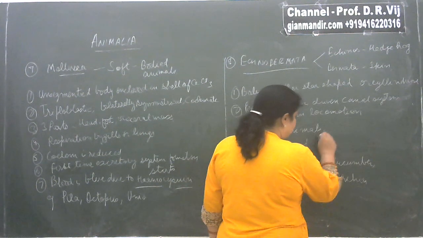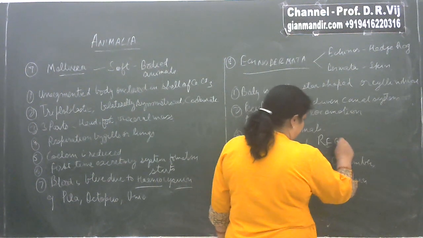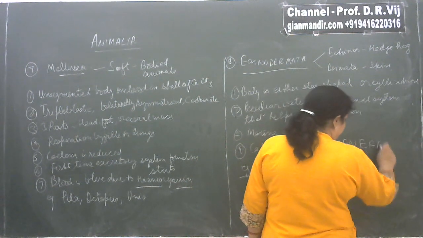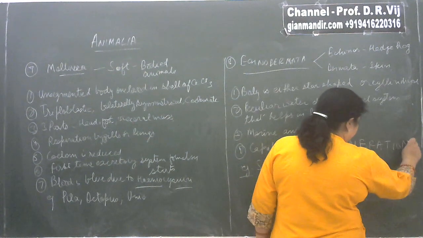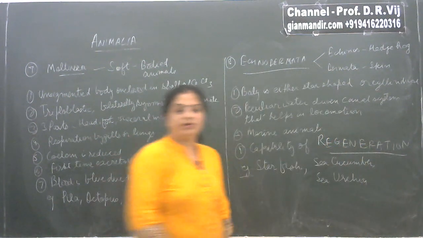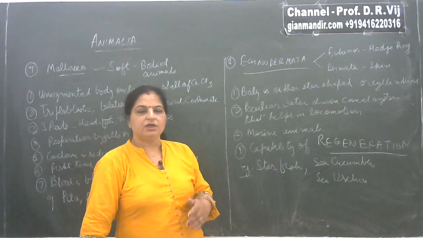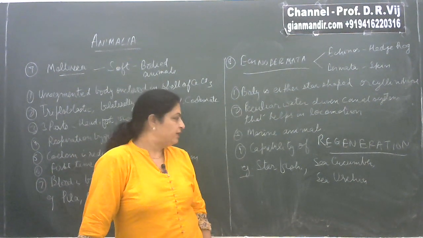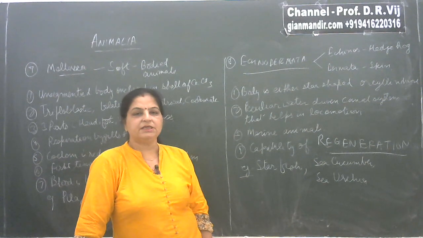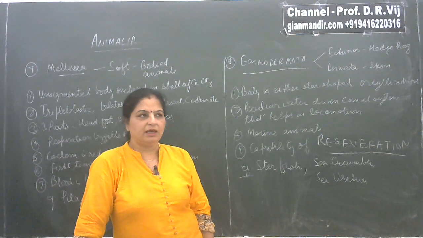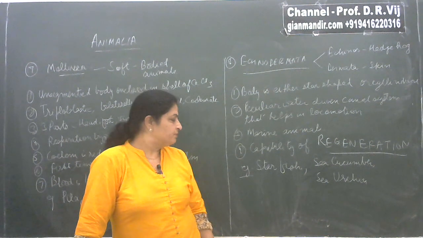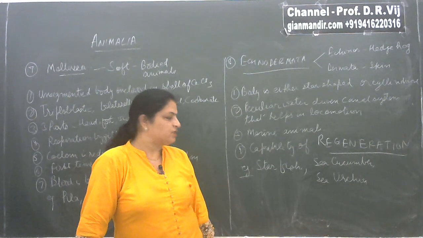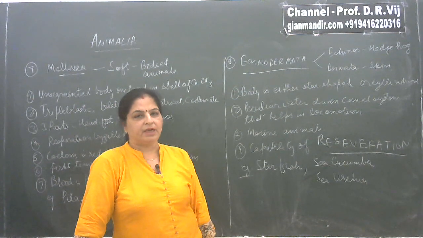Regeneration means if you cut the organism into a number of pieces, then every piece develops into a new organism. For example, if you cut the starfish into a number of parts, then every part will develop into the new organism, and this ability is known as regeneration. Regeneration means the ability to redevelop its lost body part. The examples here are starfish, sea cucumber, sea urchin and so on.